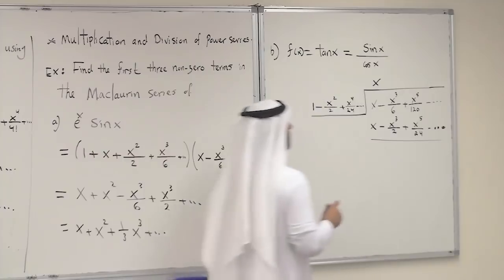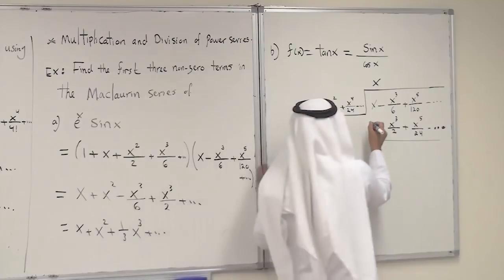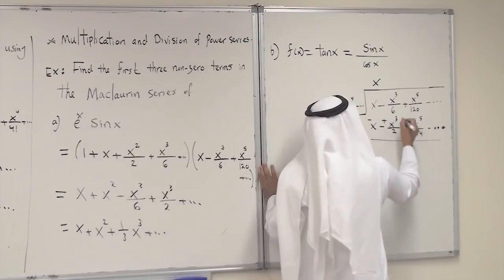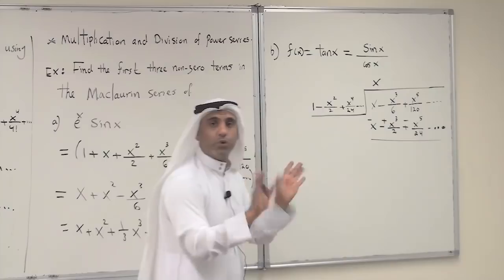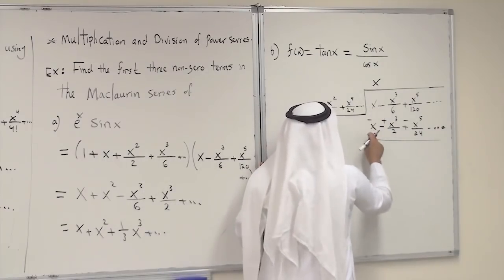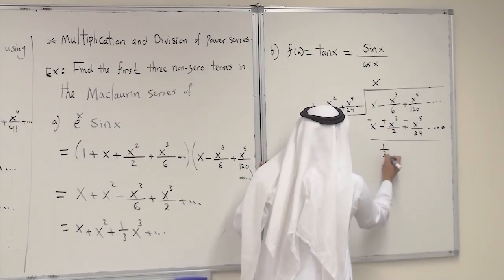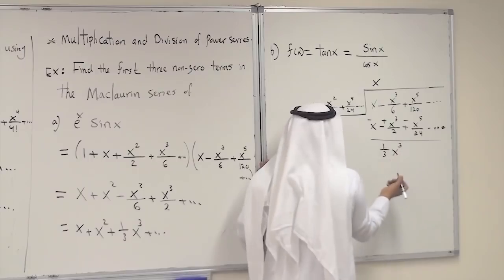So, like this. Now, what we need to do is to switch the signs first. So this is minus, plus, exactly what we have done with polynomials, exactly the same. Adding, this will be 0. I have minus 1 over 6 plus 1 over 2, that is 1 over 3. So this is 1 over 3 x cubed, okay?